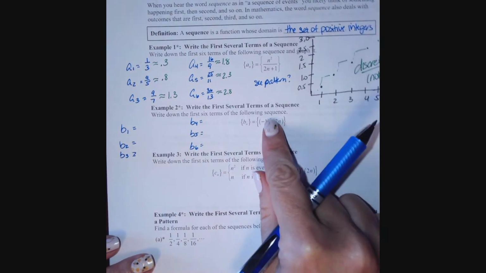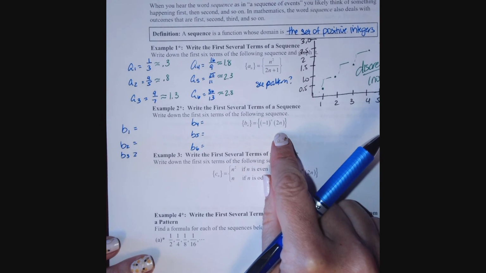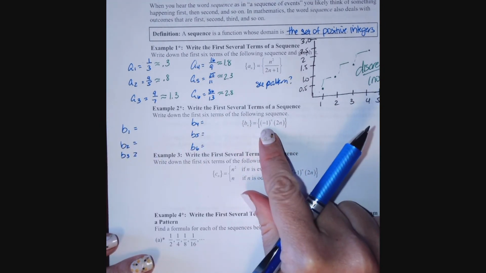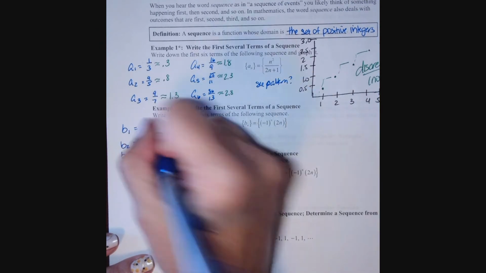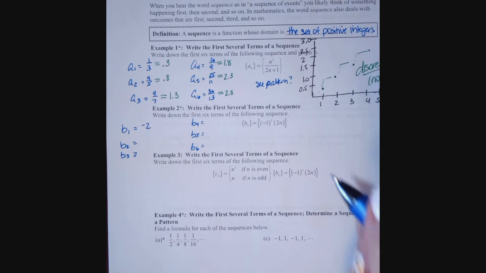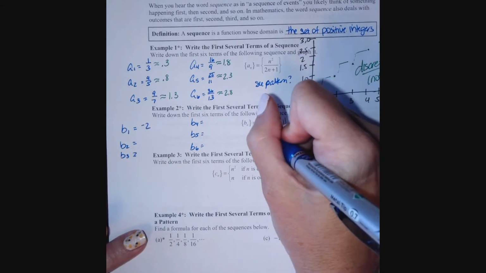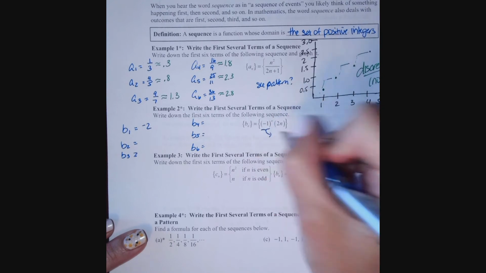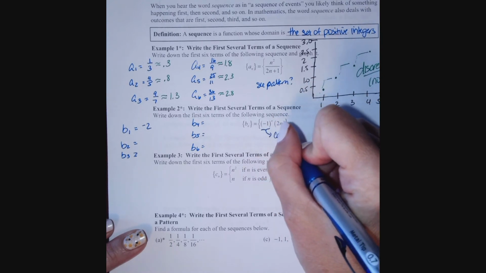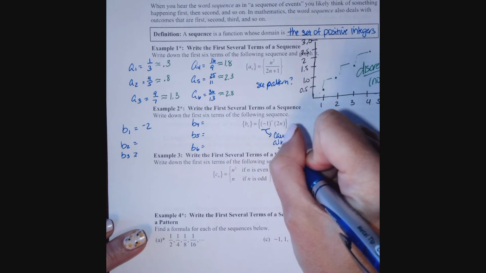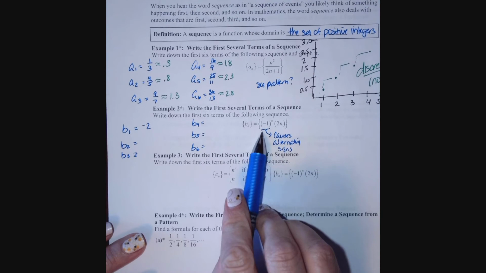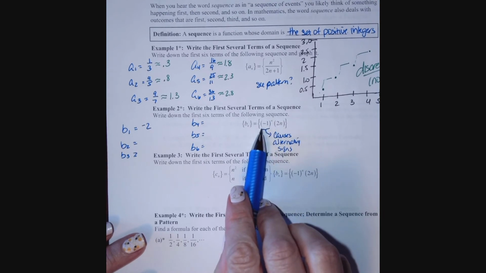Where our general term is negative 1 to the n times 2 to the n. So for our first term, we have negative 1 to the first times 2 times 1. So we have a negative 2 for our first term. Now, anytime you see this negative 1 to a power, the whole purpose of that is to cause alternating signs. So whenever I see negative 1 to whatever power, it's either going to start positive and then go back and forth to negative, positive, or it's going to start negative and do the same thing.